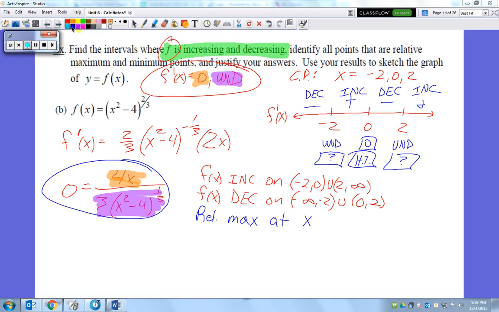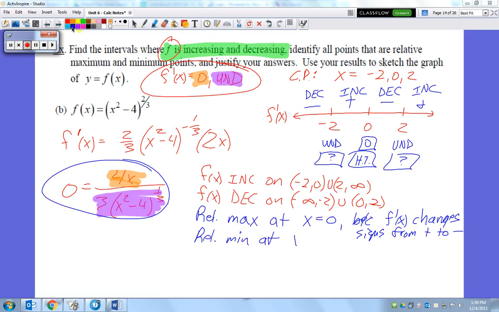So at x is equal to 0, why? F prime of x changes from positive to negative. That's it. Because f prime of x changes signs from positive to negative. Some of you are doing it still. Very little left in this class, but some of you are still trying to interpret the original position function. Don't look at that at all. Not right now.